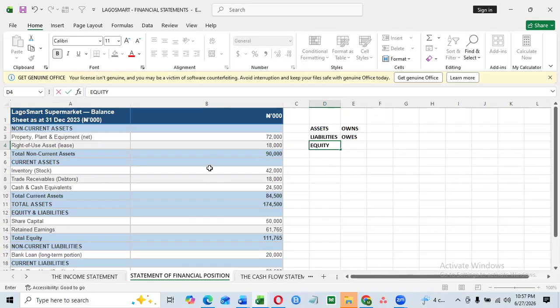So all at a single point in time. You can see them here. All at a single point in time. There is a golden rule here. And that golden rule is simply assets equals liabilities plus equity.